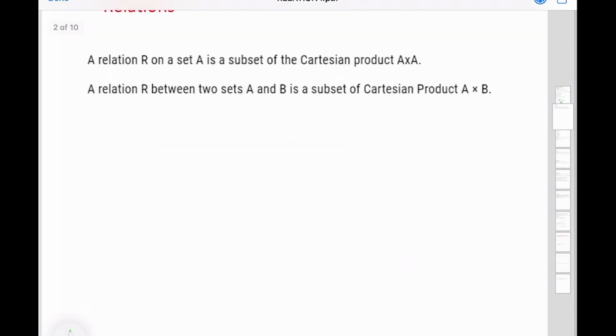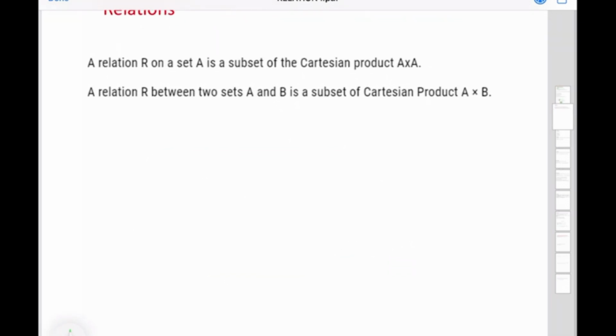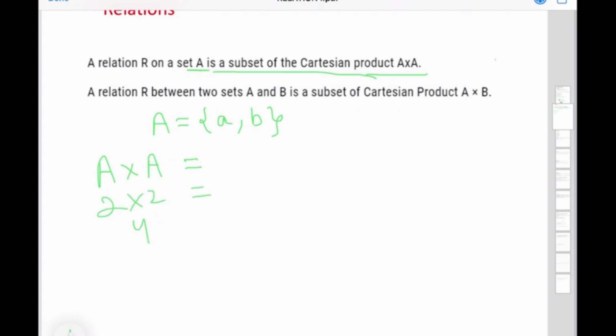Now here we will see what exactly the definition of a relation is. A relation R on set A is given as a subset of the Cartesian product A cross A. You have studied these things already. Suppose you have A as {a, b} and you're finding the cross product of A. How many elements will you get there? 2 into 2, you will get 4 elements in A cross A, and these elements will be in ordered form.